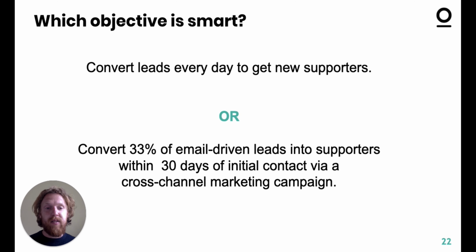So you can see here how SMART objectives are really handy and help you to focus your digital marketing activity. And then when you come to measure and look back, you can see whether you've achieved it or not. Whereas the first example here would be very hard to measure, very hard to see how you've actually done that.